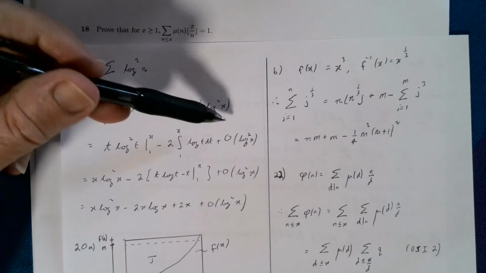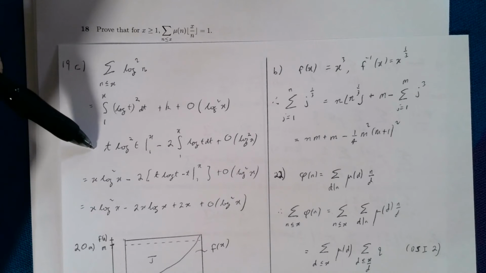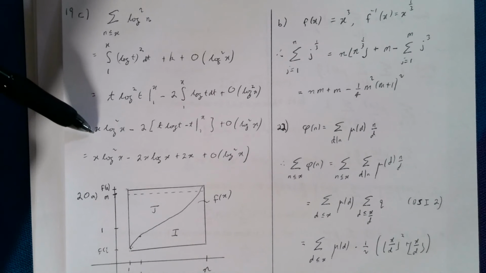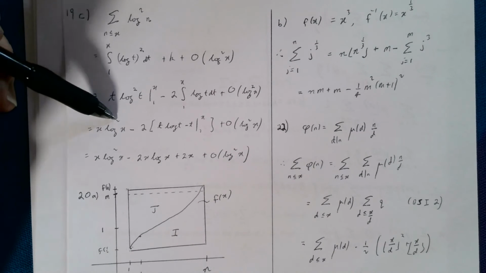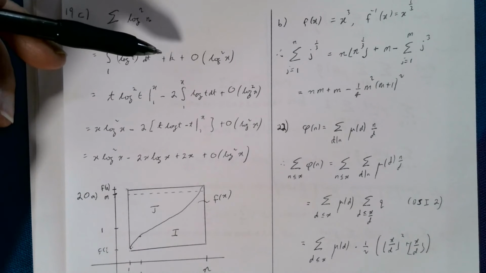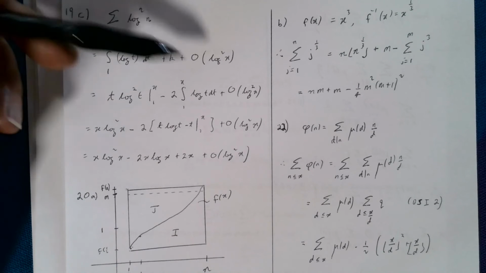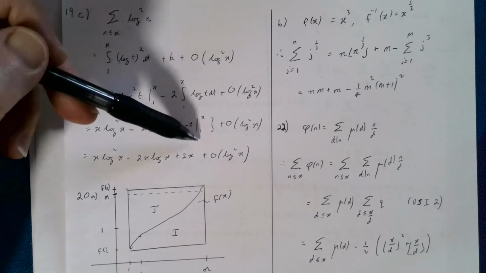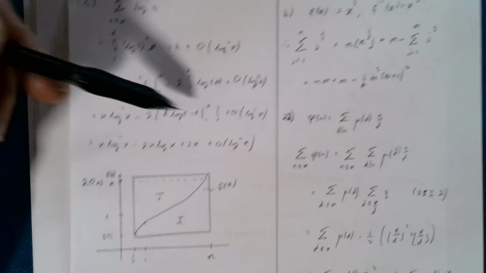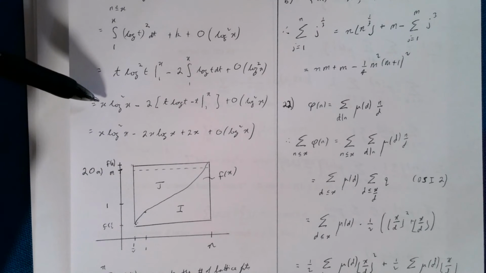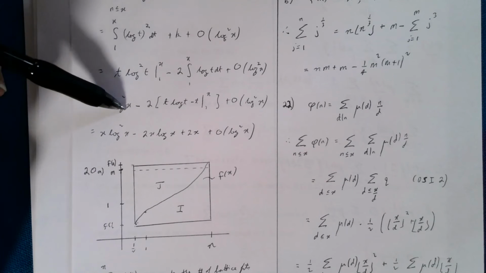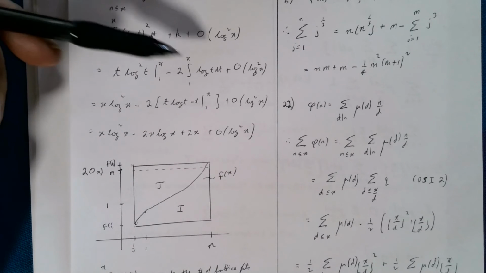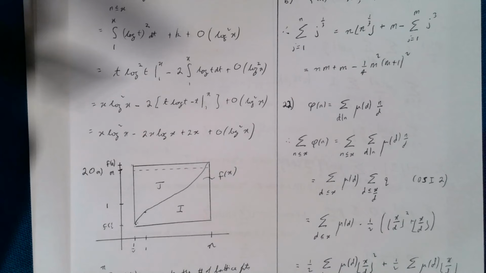Copy that down. So this is just integration by parts. Plug in the endpoints and subtract here. I get x log squared x. The log of 1 is 0, and then I integrate log t. I get t log t minus t from 1 to x, and I just substitute in, and I'm going to get x log squared x minus 2x log x plus 2x, and then all the other terms will be big O of log squared x.